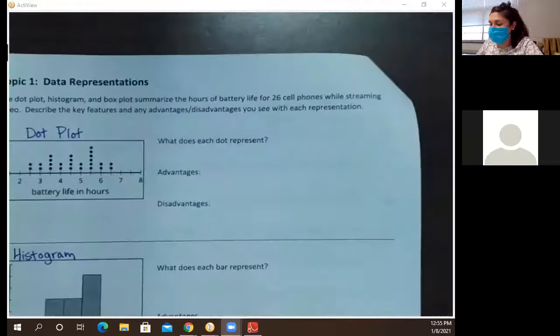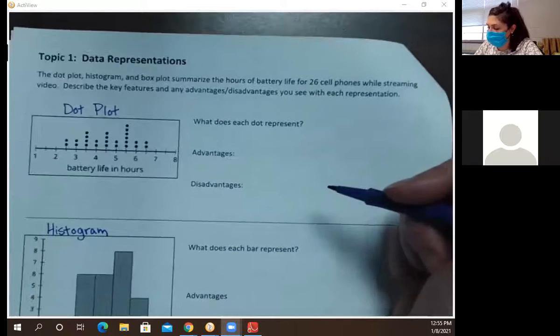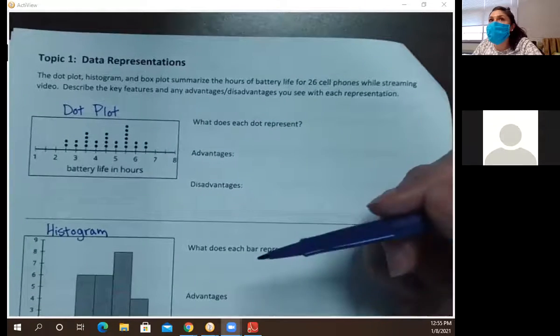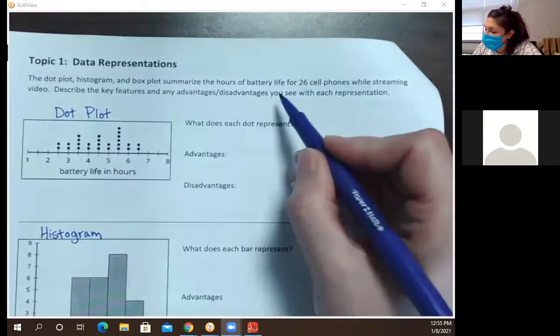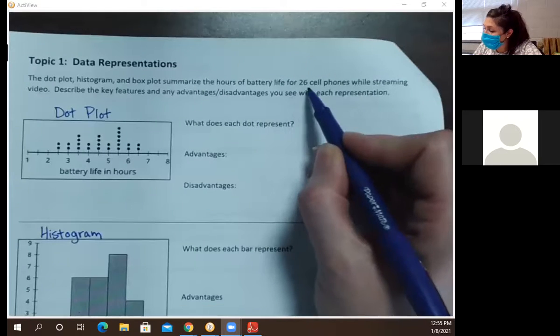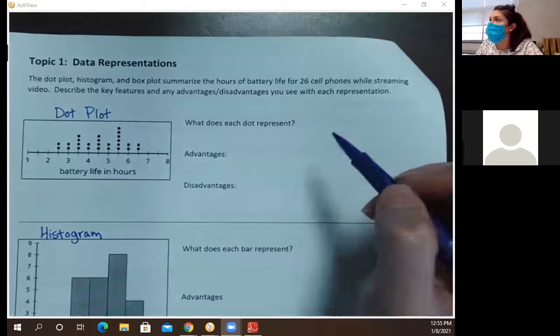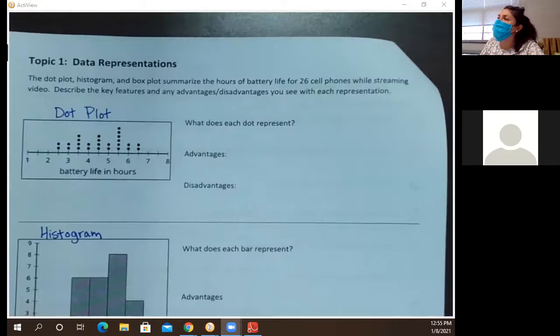So let's talk a little bit more about what we see in each of these graphs. Each of these graphs are representing the same pieces of information. They all are summarizing hours of battery life for 26 cell phones while streaming video. So it looks like we asked people to fully charge their phones and then stream Netflix until their phone died. Okay, that's basically what we asked. So charge your phone and then start binge watching something on Netflix or Hulu or whatever until your phone dies. And then tell us how long you were able to watch.